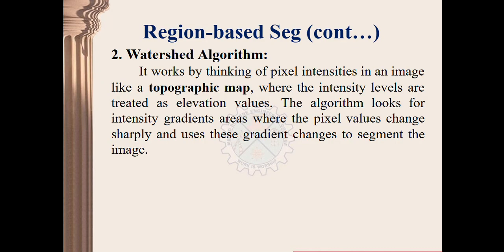And the next is the watershed algorithm. It produces an output that looks similar to a topographic map, where the intensity levels are treated as elevation values, like valleys and ridges. The algorithm looks at the intensity gradients, the areas where the pixel value changes sharply, and these gradient changes lead to the segmentation of the image. So this is the output.